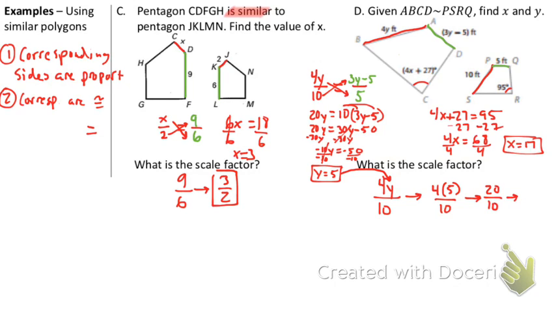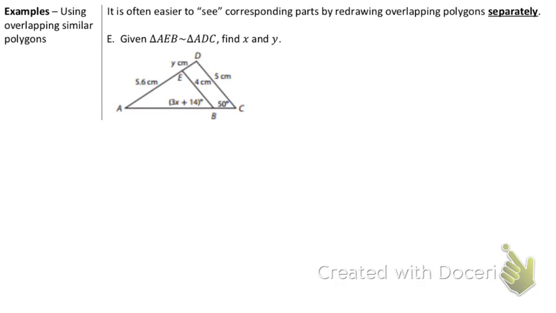And we can reduce by 10, which gives us 2 over 1. 2 over 1 would be my scale factor. Okay guys, almost done here. We're going to do one more example. I just want to expose you to as many different examples as possible. So we have example E.